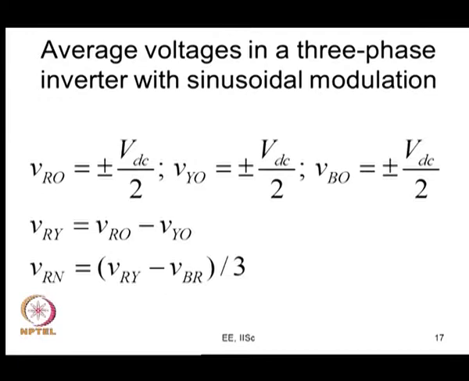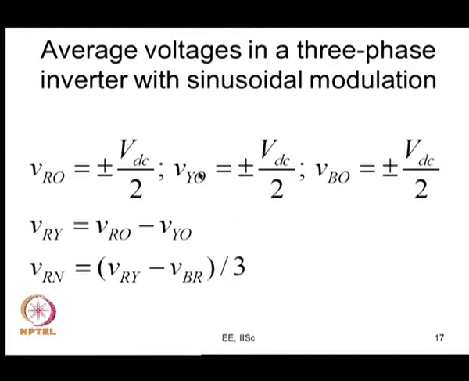Now if you look at R phase, the top device can be on or the bottom device can be on. So, accordingly VRO can be either plus VDC by 2 or minus VDC by 2. Similarly, VYO can be plus VDC by 2 or minus VDC by 2, VBO can also be plus VDC by 2 or minus VDC by 2. So, VRY equals VRO minus VYO, VRN is equal to VRY minus VBR by 3, assuming 3 phase balanced load.